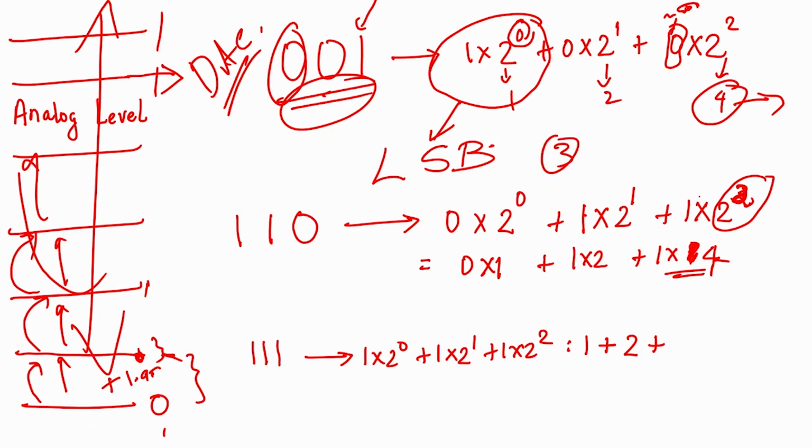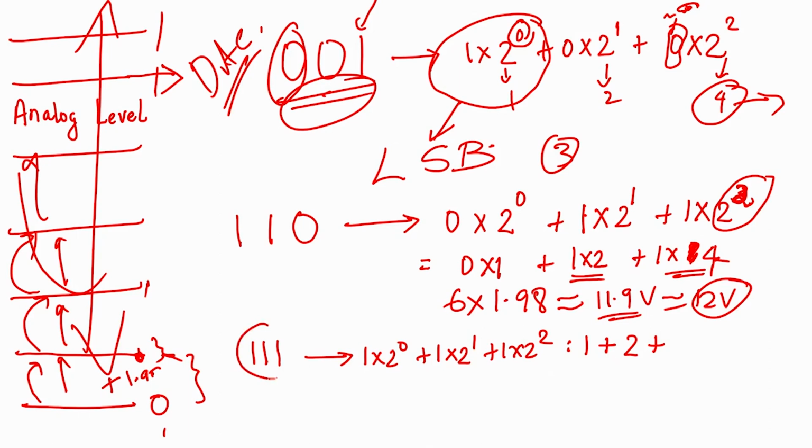So 0, 1, 2, so this is how much? 0 plus 2 plus 4, that is 6, correct? 6 into the interval value 1.98, correct? Roughly it's around 11.9 or 8 volt, roughly 12 volt, correct? Let us say we take the maximum, though this should ideally correspond to 15 volt, right?